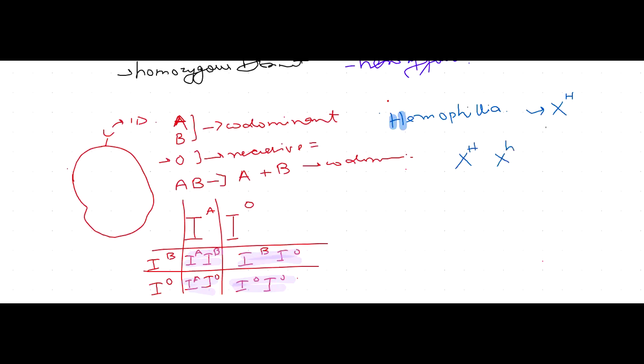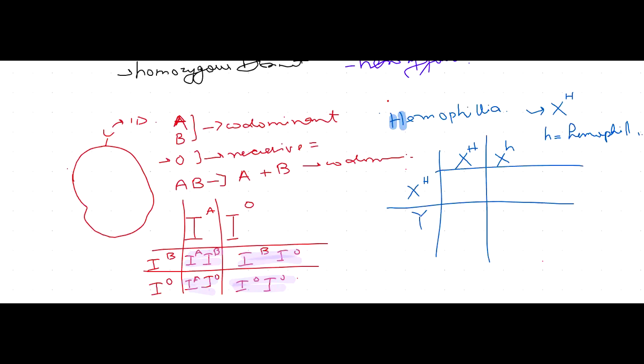The small h is for hemophilia, the capital H is for normal blood. So the mother has a recessive gene for hemophilia. The gene for hemophilia is recessive. Now, what is going to happen? Let's say that we have a completely healthy male, very normal, who does not have hemophilia. This healthy male will have one X chromosome and one Y chromosome.